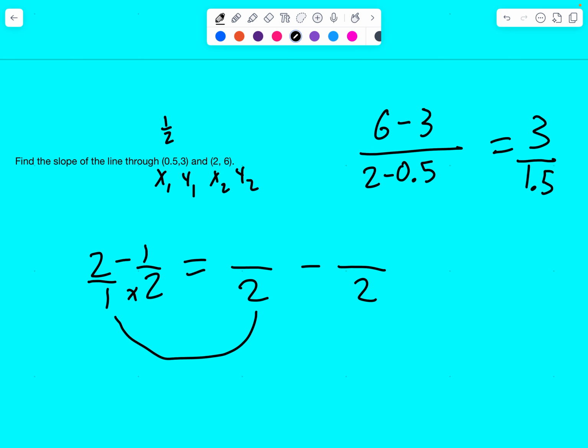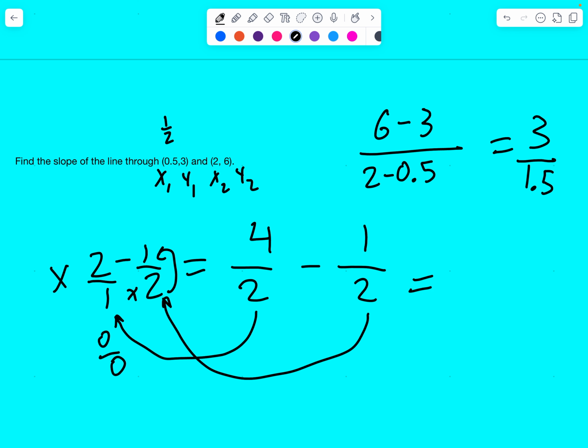2 divided by 1 is 2. 2 times 2 is 4. What's 2 divided by 2? 1. What's 1 times 1? 1. What's 4/2 minus 1/2? 4 minus 1 is 3. Keep the denominator the same because they're the same. So 3/2.